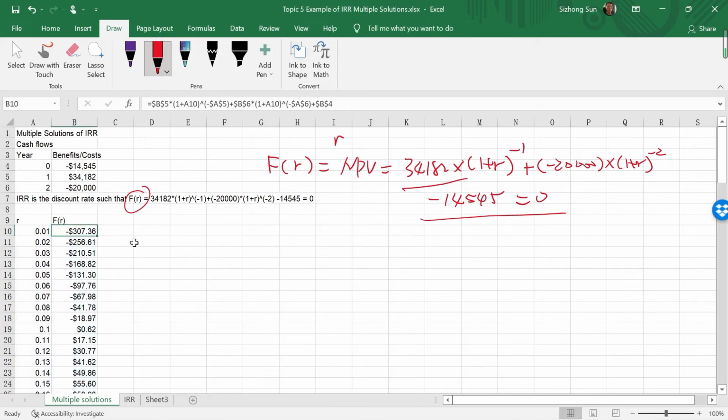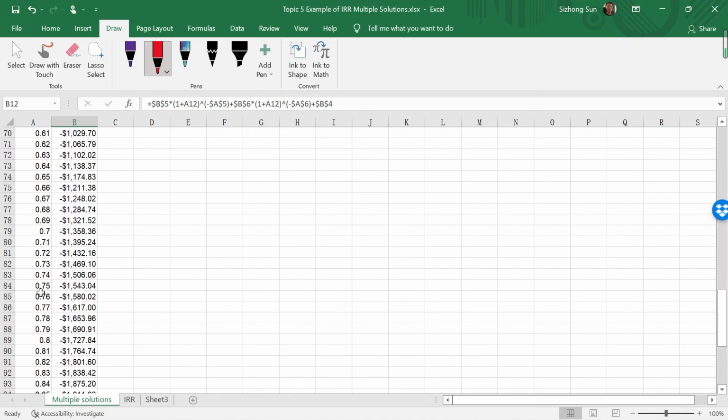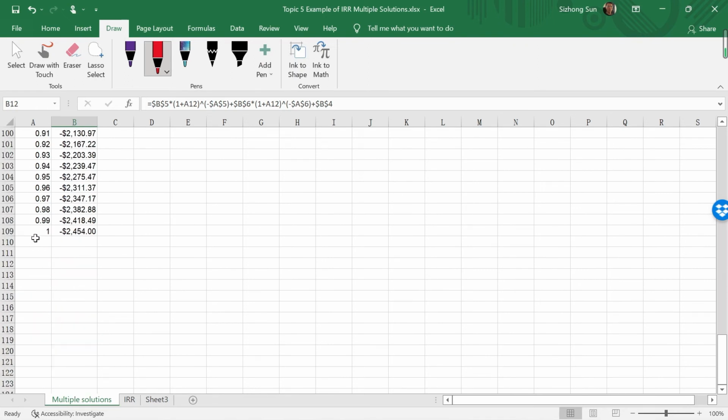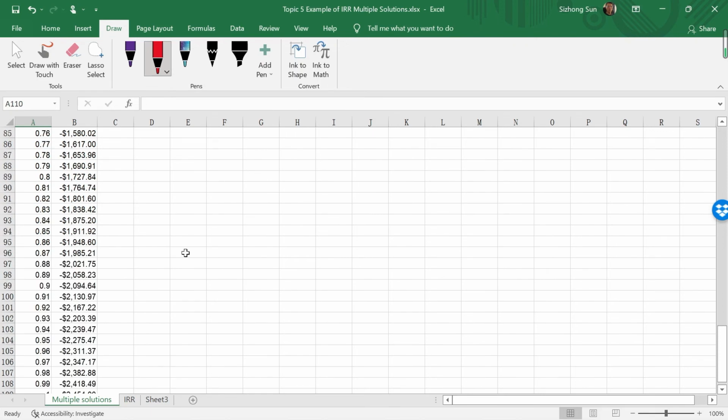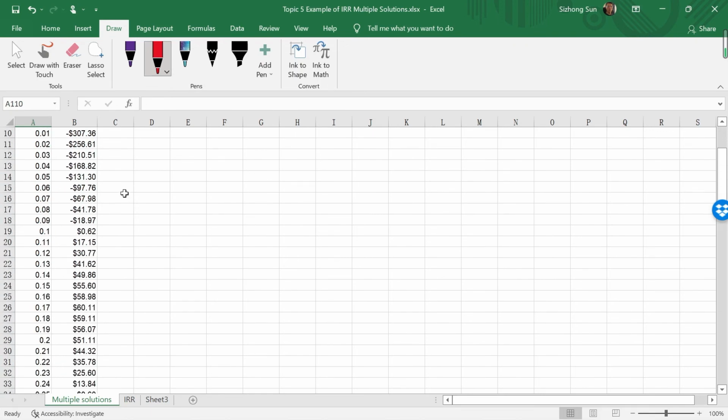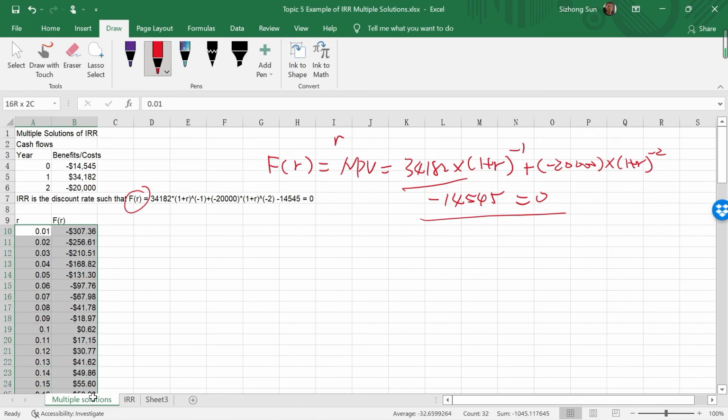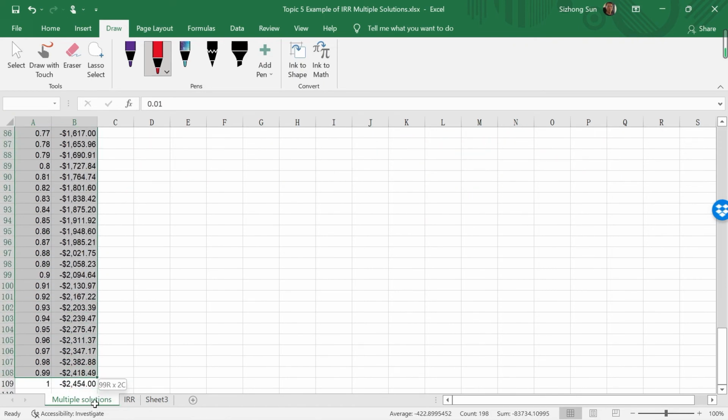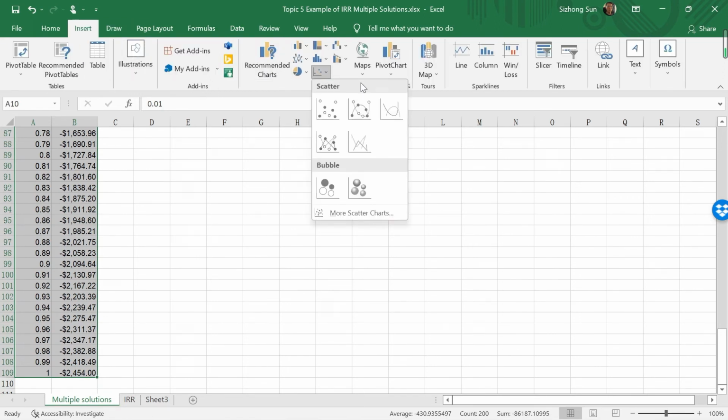So if the discount rate is 1%, then the associated NPV is $307.36. Similarly, if it's 2%, then it's this. And so on and so forth. I can keep going, say 1.1, whatever. So I've got a set of data. Using these data points, I can draw the graph of the function. So select the data, go to Insert, and the scatter plot here.